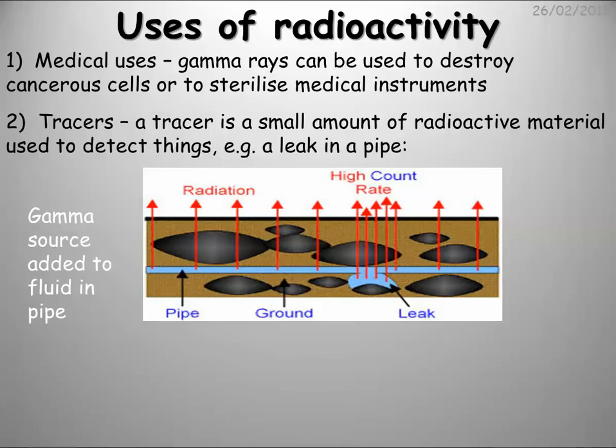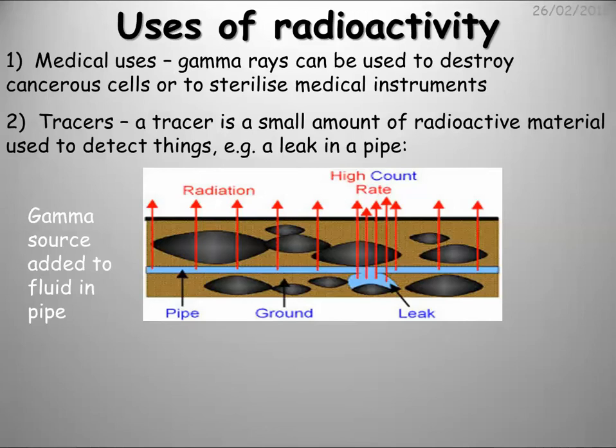So you would go along the surface of the ground above the pipe with some sort of detector, and you'd be picking up some form of gamma radiation. But once you get to the leak, there'd be a concentration of radioactive material in the surrounding soil and rock, and that would give you a slightly higher count rate, which would then tell you where the leak was. So that's a tracer.